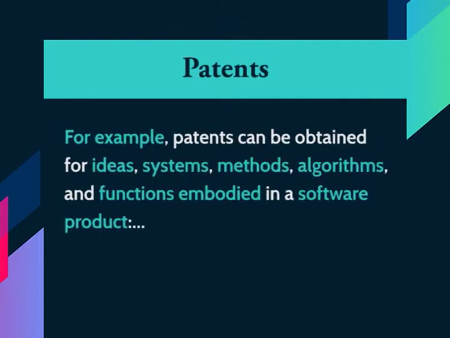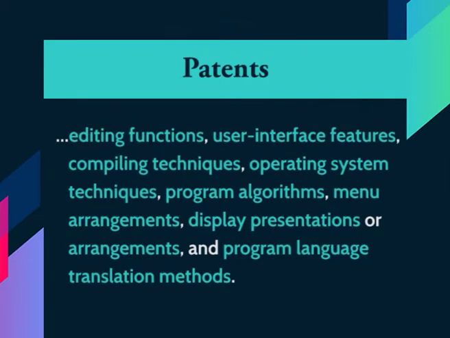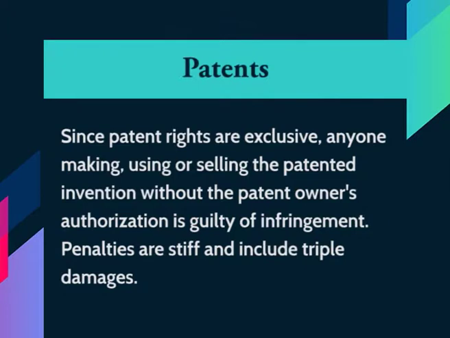For example, patents can be obtained for ideas, systems, methods, algorithms and functions embodied in a software product: editing functions, user interface features, compiling techniques, operating system techniques, program algorithms, menu arrangements, display presentations or arrangements, and program language translation methods. Since patent rights are exclusive, anyone making, using or selling the patented invention without the patent owner's authorization is guilty of infringement.